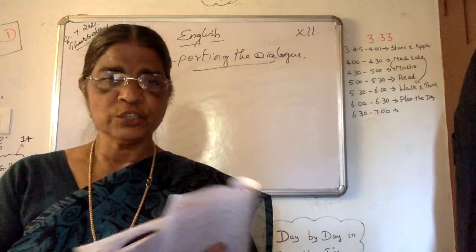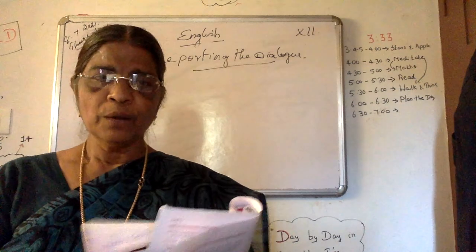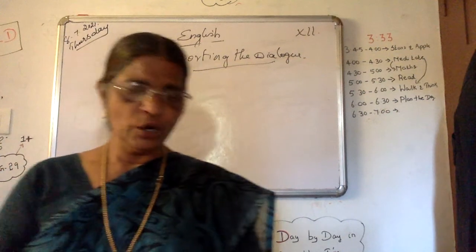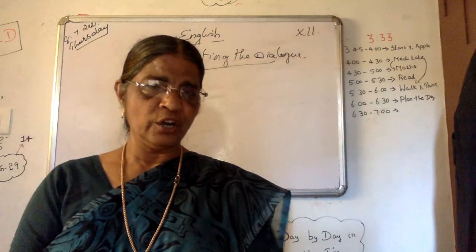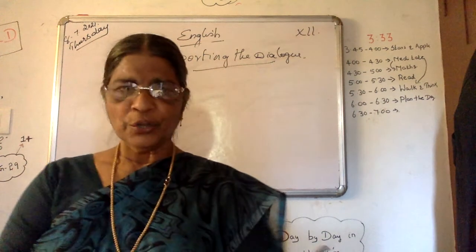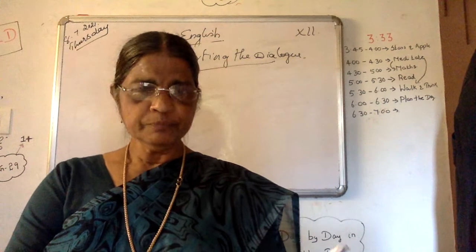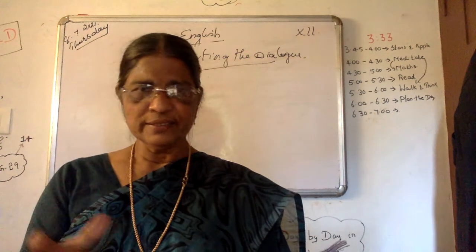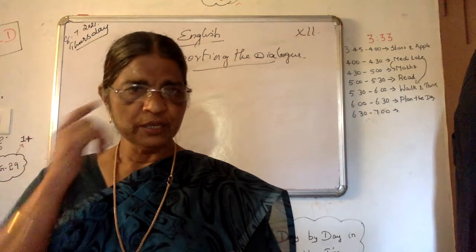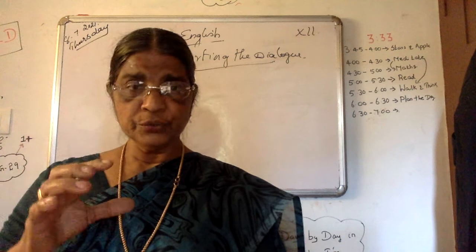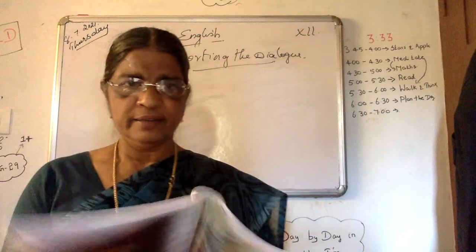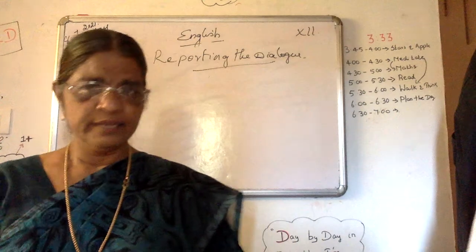Now, the next one is, so first unit prose we have completed. Along with that, tense, modal auxiliaries, reporting the dialogue we have seen, right? In the first unit, you have one poem, The Castle. But the castle is deleted by the government. So you need not have that castle as your portion, right? Now, in the first unit, there is no poem, only that prose and the supplementary reader, the non-detailed lesson, right?